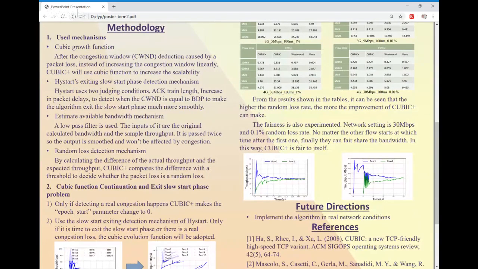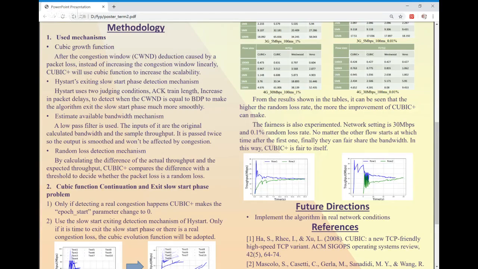First, I want to talk about the mechanisms that I have used. I mainly used 4 mechanisms in this algorithm. The first one is the cubic growth function. This one is inherited from the original cubic. Every time it deducts the congestion window because of a packet loss, it will not increase the congestion window linearly. Instead, it will use a cubic function to grow it. As you know, a cubic function grows much faster than a linear function. In this way, it can make my algorithm fully utilize the available bandwidth much faster.